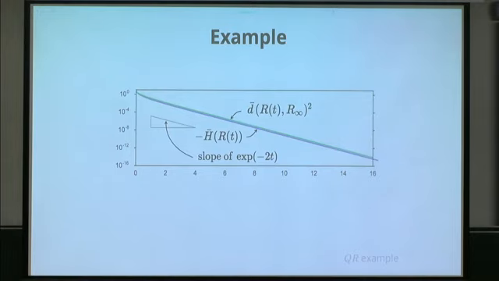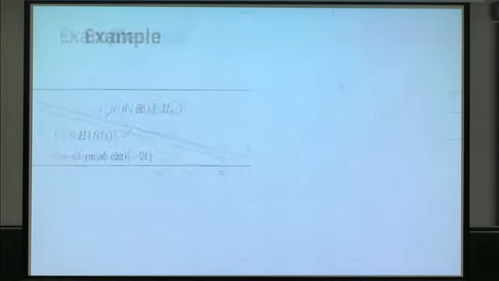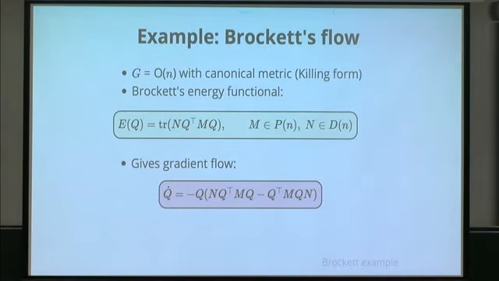Okay, so that's nice. That's the first example, which has a lot of structure. We'll come back to an infinite dimensional version of that. But before I do that, I want to say something about Brockett's flow as well. So in this case, the Lie group is smaller. It's just the set of orthogonal matrices. And you take the canonical metric here, the one that is given by minus the Killing form. And then the energy functional looks like this.